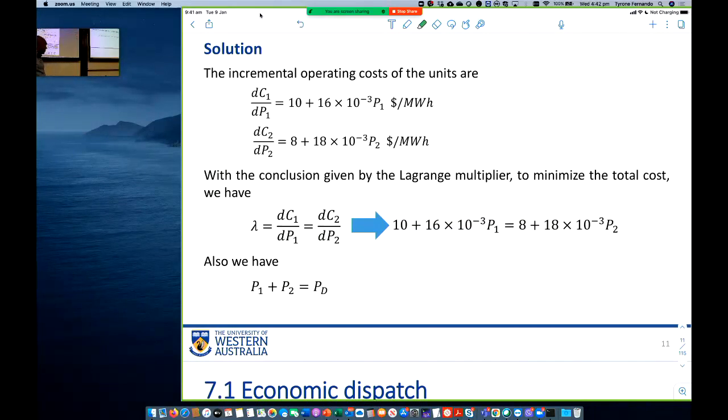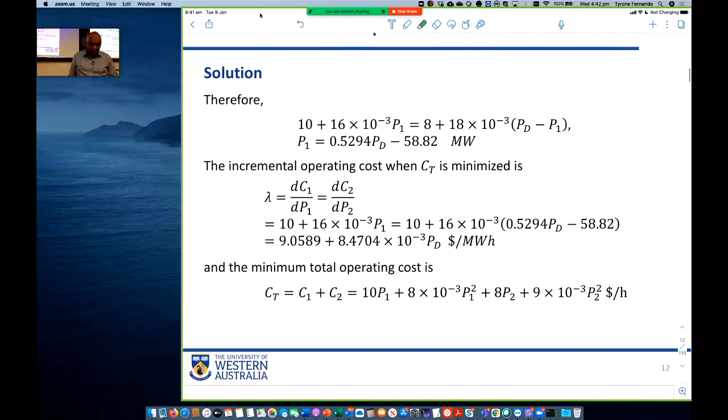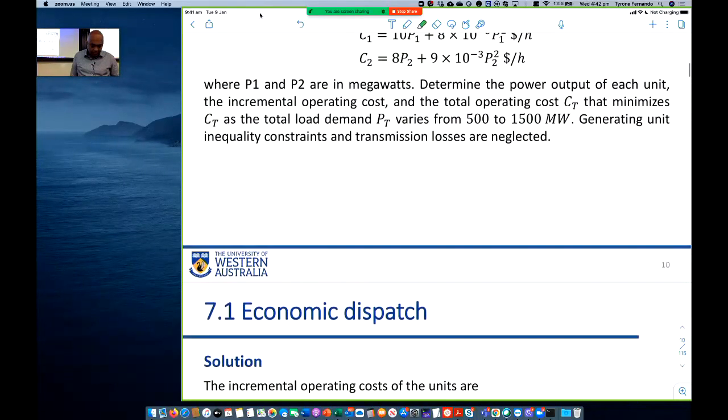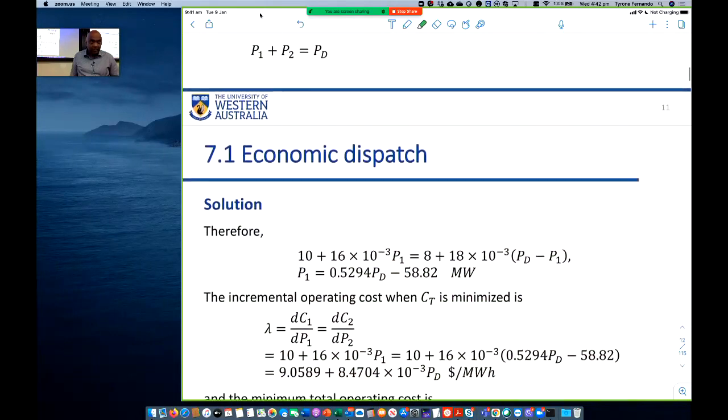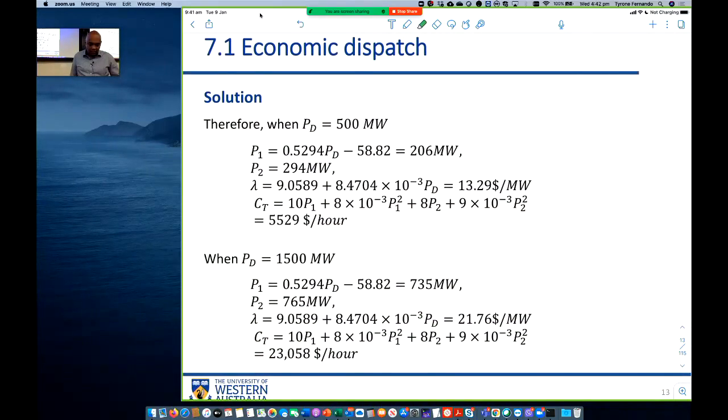Right? So we have two equations and two unknowns, two linear equations in this situation. So we can solve for P1, P2, because if you know PD, the two equations are linear, so we can solve them. We can solve for P1 and P2 if you know PD. PD can change from 500 to 1500, so you have different answers for P1 and P2, but the incremental costs are going to be the same.